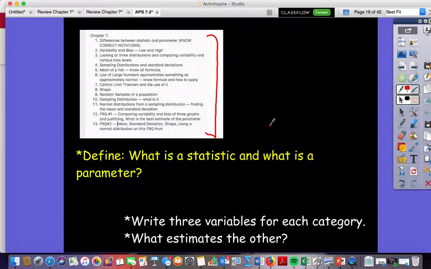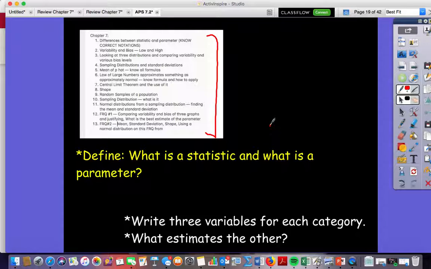Question 2, once you're done with that. I'm giving you about a minute each to write these out. Write 3 variables that describe a statistic and 3 that describe a parameter. And then tell me what estimates the other. At this point, let's put notes away. We're going to try to do this through memory now.